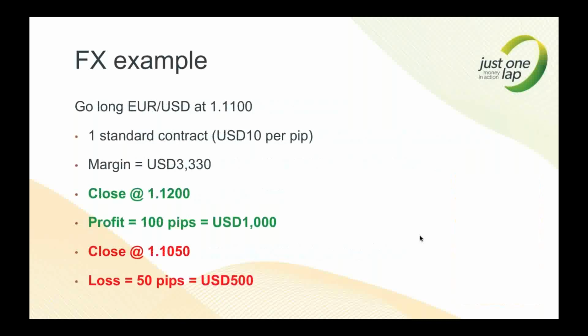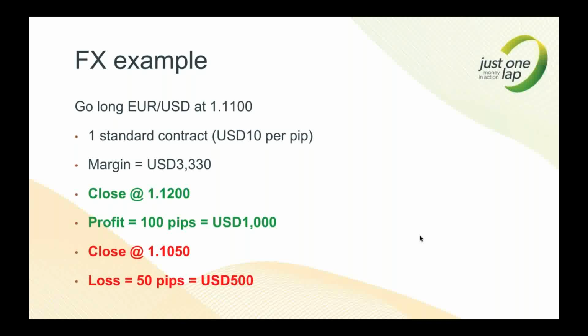As an example, keeping with that euro dollar at 1.1100, taking a standard contract, which is $10 a pip, margin is 3,000 and change. That's giving you a gearing of around 30 times. If it moves to 1.1200, it's moved 100 pips. 100 pips at $10 each, you've made $1,000. If it moves to 1.1050 and you've lost 50 pips at $10 each, you've lost $500.